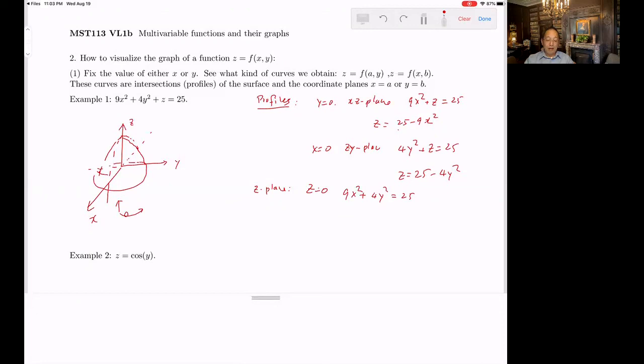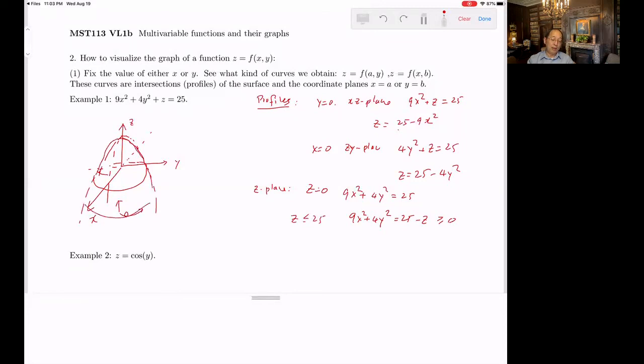x is a little bit smaller than y, so you have something like this. Okay, and we see that z cannot be bigger than 25, because otherwise we have negative 9x squared plus 4y squared. This is 25 minus z. This must be bigger than or equal to 0. So z is always going to be less than or equal to 25. And when z is negative, this ellipse actually becomes bigger. So what we have is something like this.